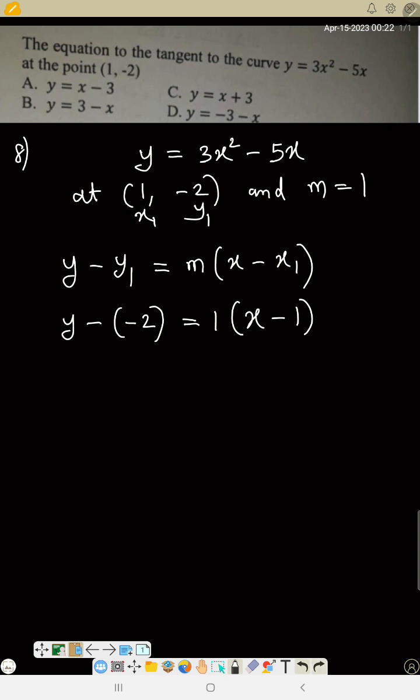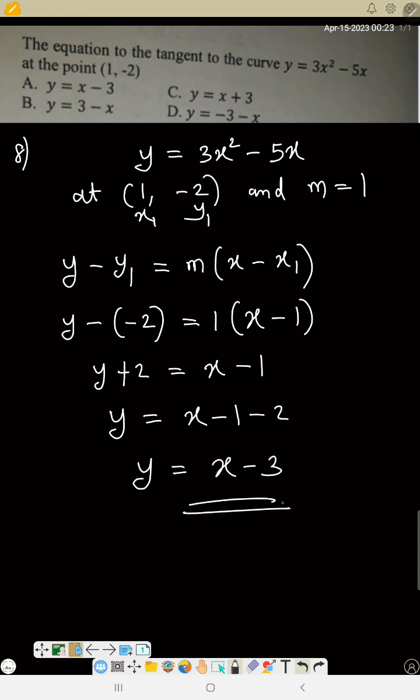because x1 is 1, like that. So this is y plus 2, minus times minus plus, equals x minus 1. So the 1 will open the brackets. So y equals x minus 1 minus 2. This 2 will go to the other side and becomes minus. So y equals x minus 3. So this is the equation of the tangent. So the correct answer is A, like that.